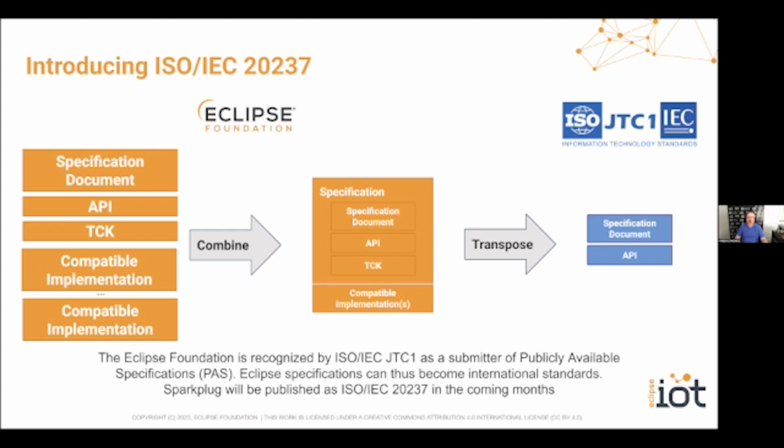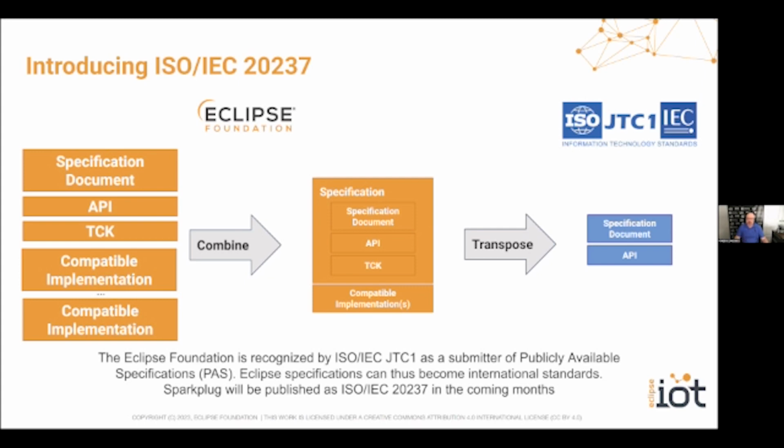We submitted that for transposition at JTC1, and then it will be published nearly as is, with just a few changes to accommodate the copyright standards of ISO/IEC in order to be fully compliant on that side. But from a technical perspective, ISO/IEC 20237 and Sparkplug are exactly the same thing, completely comparable. So once again, this is a kind of value that we offer to our community.